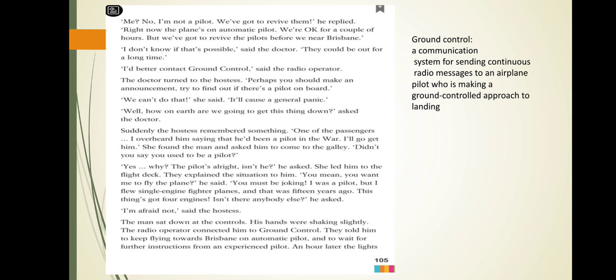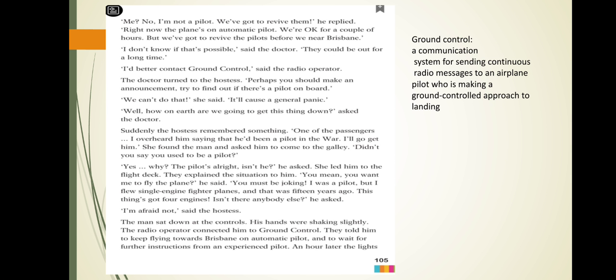You mean you want me to fly the plane? He said. You must be joking. I was a pilot, but I flew single-engine fighter planes. And that was 15 years ago. This thing's got 4 engines. Isn't there anybody else? He asked.